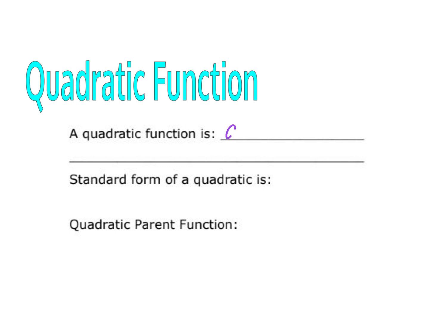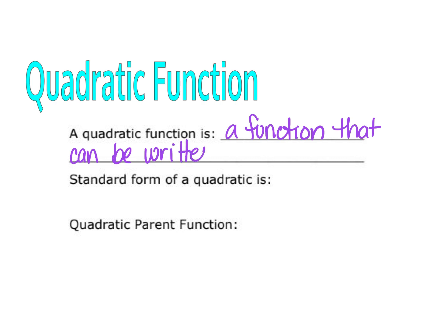This is a function that can be written y equals ax squared plus bx plus c. And we've already been working with these. And in this case, a cannot equal 0. It can equal 1 or any other value, but not 0.